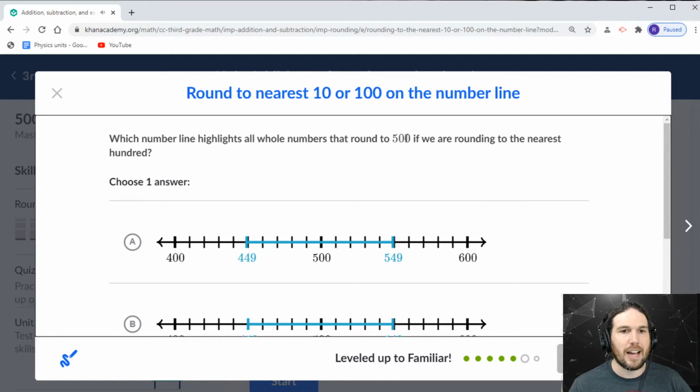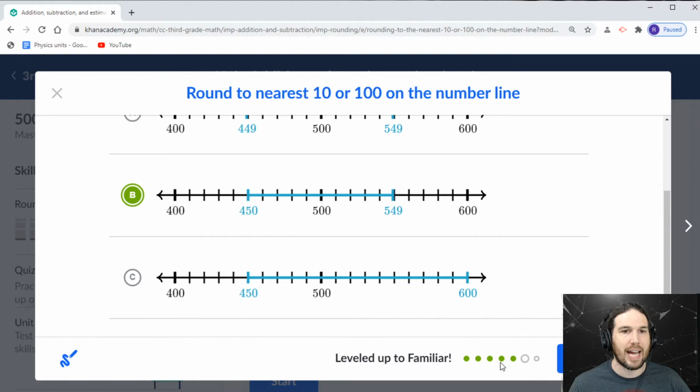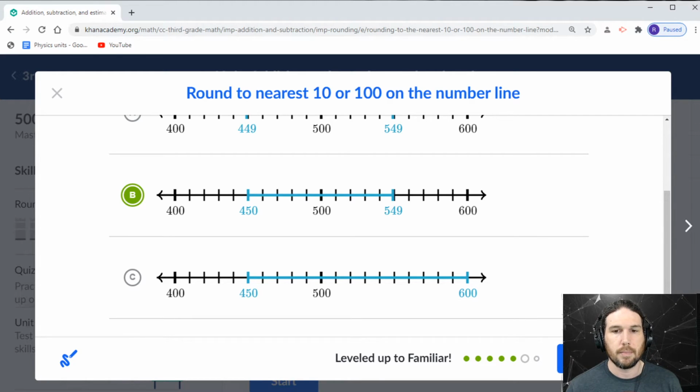If we're going to round to 500 to the nearest 100, that would go from 450 to 549. Again, once you hit 550, you start rounding up to 600. And if you get less than 450, you're going to round down to 400.